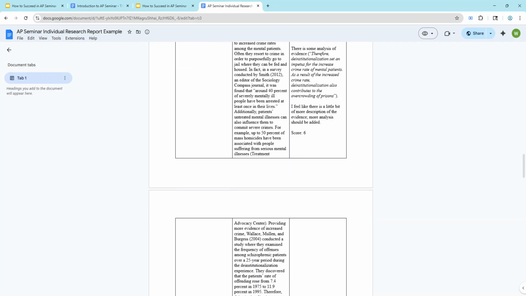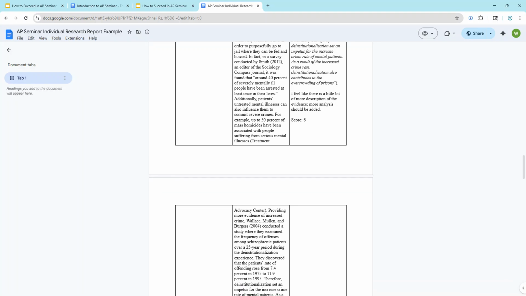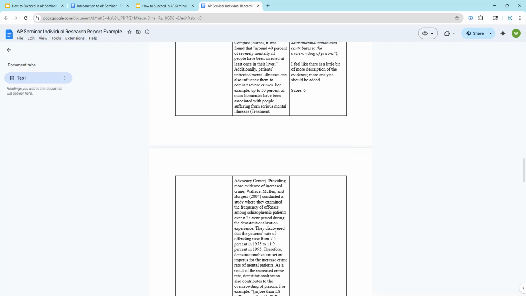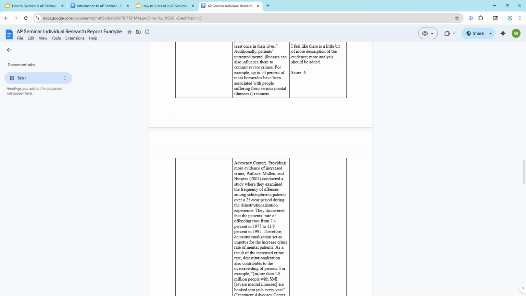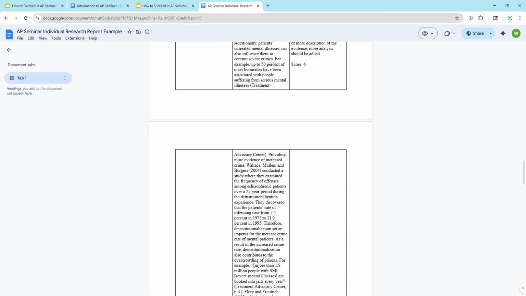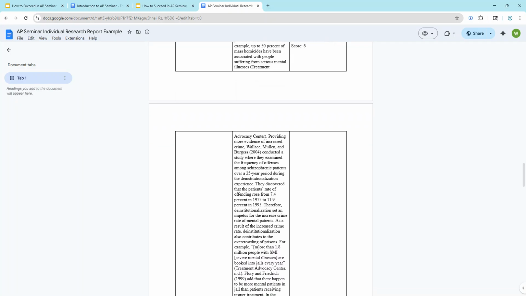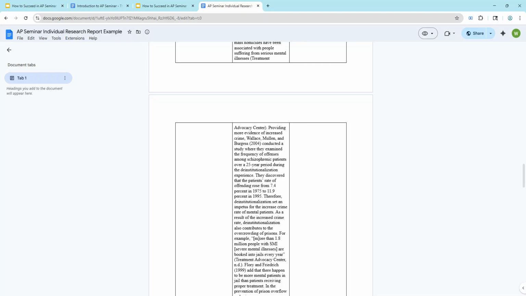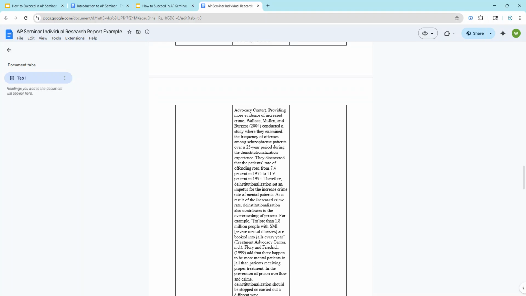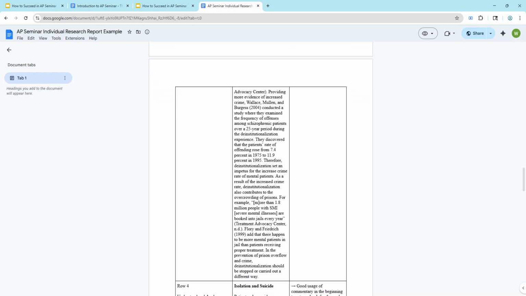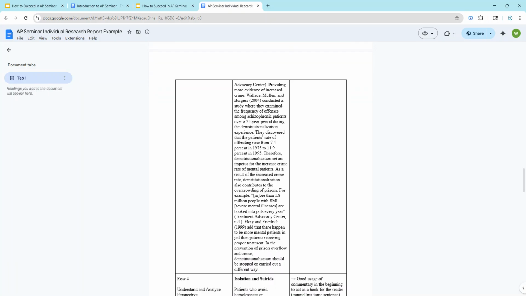Providing more evidence of increased crime, Wallace, Mullen, and Burgess conducted a study where they examined the frequency of offenses among schizophrenic patients over a 25-year period during the deinstitutionalization experience. They discovered that the patient's rate of offending rose from 7.4% in 1975 to 11.9% in 1995. Therefore, deinstitutionalization set an impetus for the increased crime rate of mental patients. As a result of the increased crime rate, deinstitutionalization also contributes to the overcrowding of prisons. For example, more than 1.8 million people with SMI, or severe mental illnesses, are booked into jails every year. Gloria and Frederick add that there happen to be more mental patients in jail than patients receiving proper treatment. In the prevention of prison overflow and crime, deinstitutionalization should be stopped or carried out a different way.